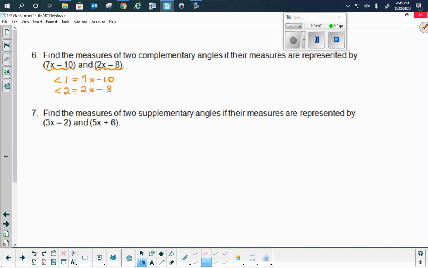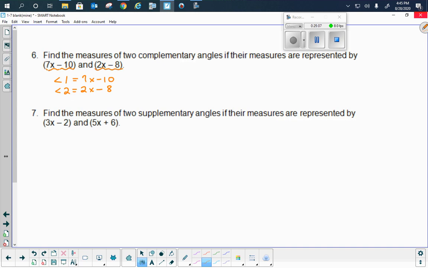They told you it's represented by those. Well, the key in 6 is it says find the measure of two complementary angles if those are their measurements. Well, if those are their measurements, and they're complementary, remember what complementary means. It means those two angles add up to 90, right?